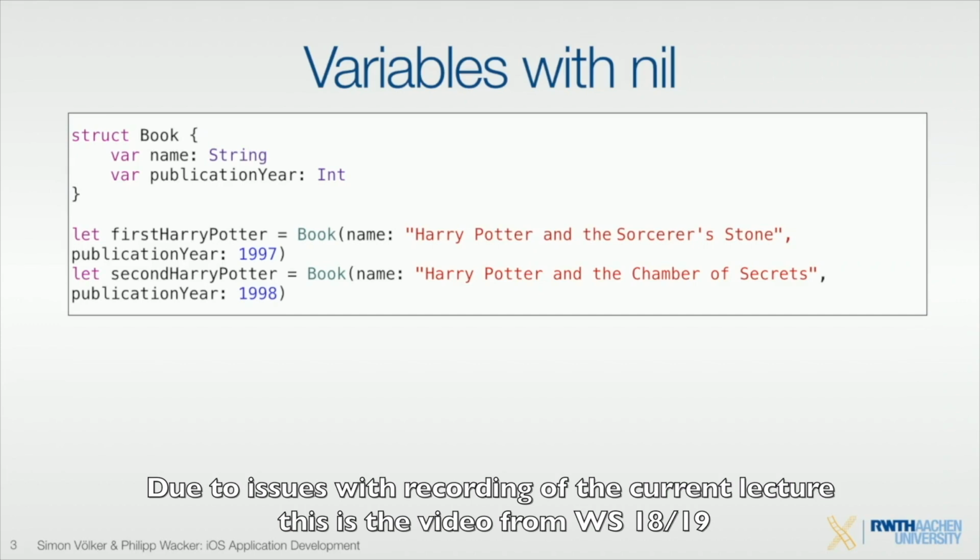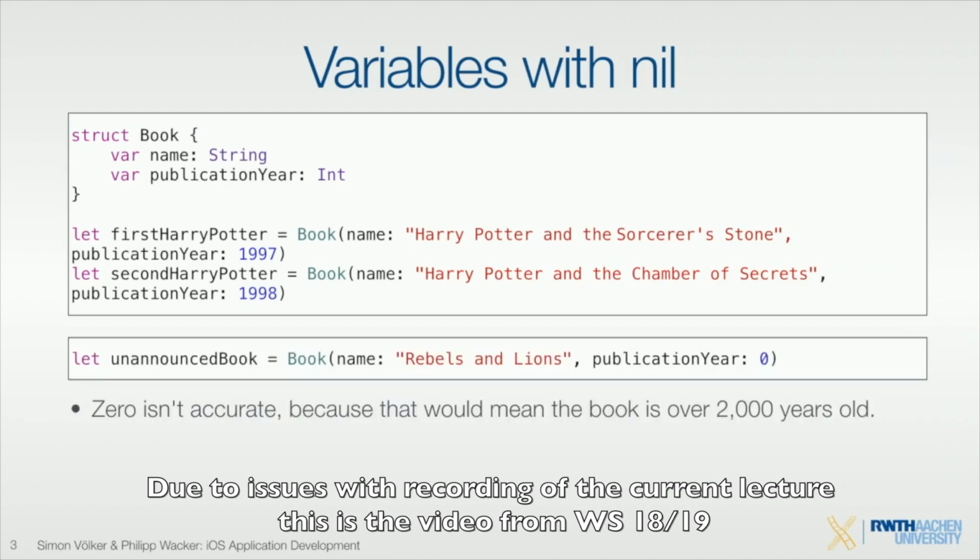So for example, in this case, we have a structure which is a book. It has a name and it has a publication year. And you want to create these two Harry Potter versions, and you can do so by initializing them with that. However, if you have a book which is unannounced, for example, will be released later, and you want to use it in your structure, you have to initialize it using this initializer. You can say Rebels of Lion and a publication year. Now you have to put in something there because the value cannot not exist. And 0 doesn't make a lot of sense in this case because 0 would mean this book is 2,000 years old. So we have to think about how we can use this concept.